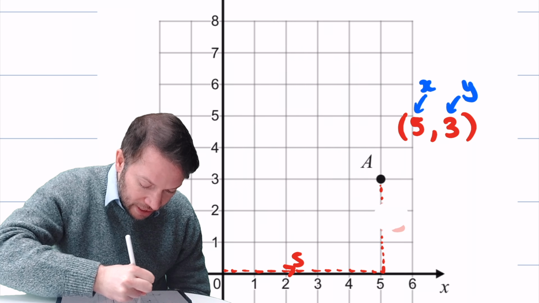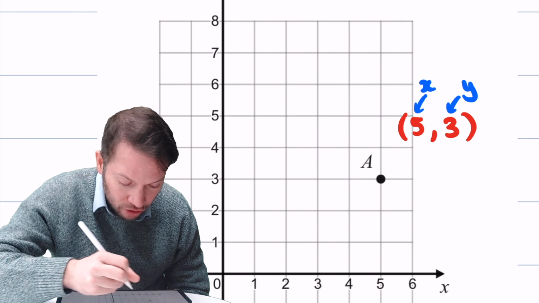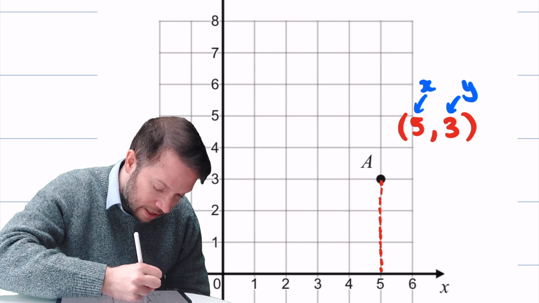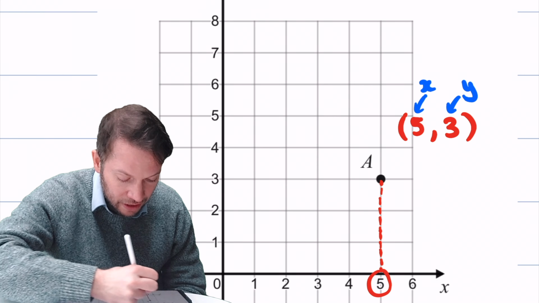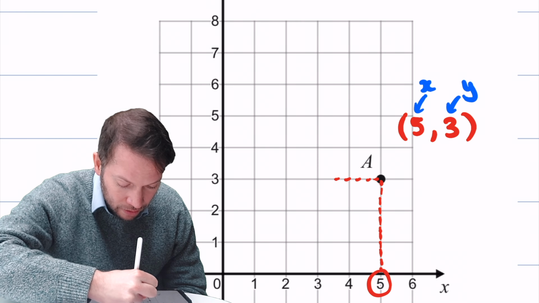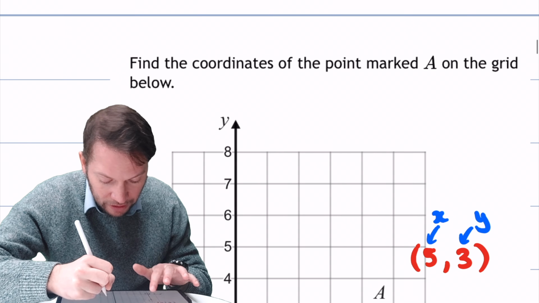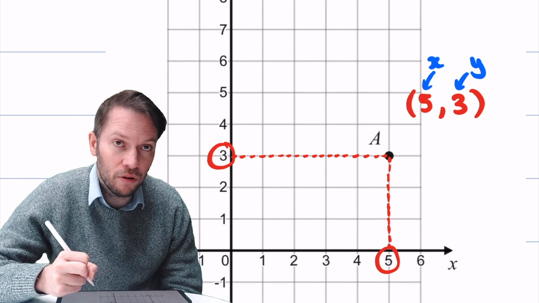But what might be easier for reading this off is, if you just had the point A, you can just draw a line vertically down to get to the x-axis, and you can read off that 5 there. So that is the x value. And then if you draw a line horizontally to get to the y-axis, this is the y-axis here, you can see I've read off 3, so that's going to be the second number of your coordinate.